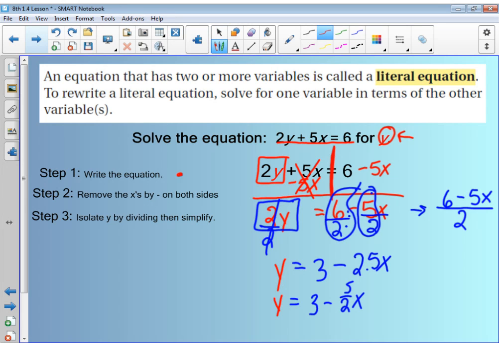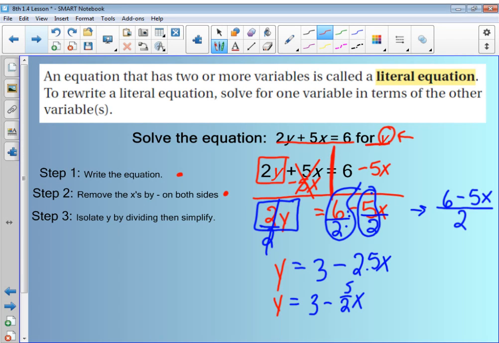Okay, so your first step is you're going to want to write out your equation. That's going to be step 1. Make sure that you get it transferred correctly. Second step, you're going to remove any variable. Now, in this case, it was x's because they were asking us to solve for y. It's not always going to be that we solve for y. So that's where you have to read through your directions.